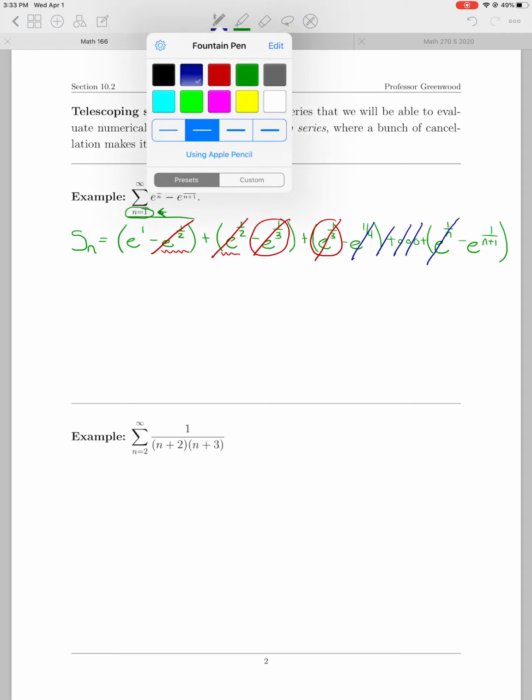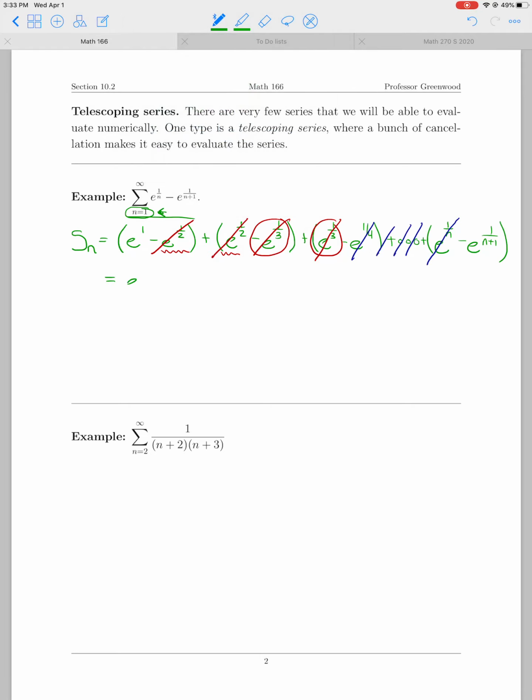At the end of the day, the only things that don't cancel are the very first term and the very last term, because they don't have stuff to match with them. And so now that we have this much simpler expression for the nth partial sum, I can just take the limit as n goes to infinity of this term.